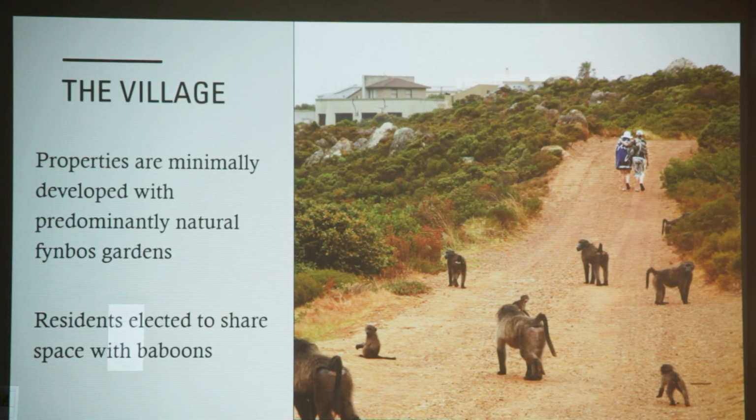Now, the village itself, the properties in this area are minimally developed, and they are predominantly natural fynbos gardens. So people don't have unprotected veggie patches or fruit trees or a lot of exotic plants, full stop. And importantly, residents have elected to share space with baboons here. So they've chosen to live this way and rather focus on managing themselves as opposed to managing the baboons. So the baboons can come and go through the village as they please.